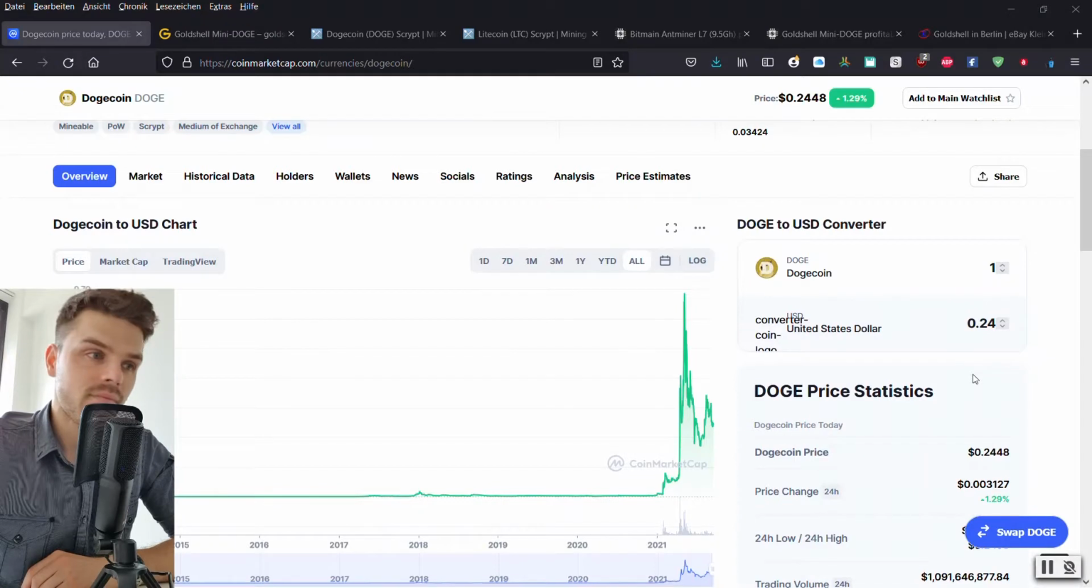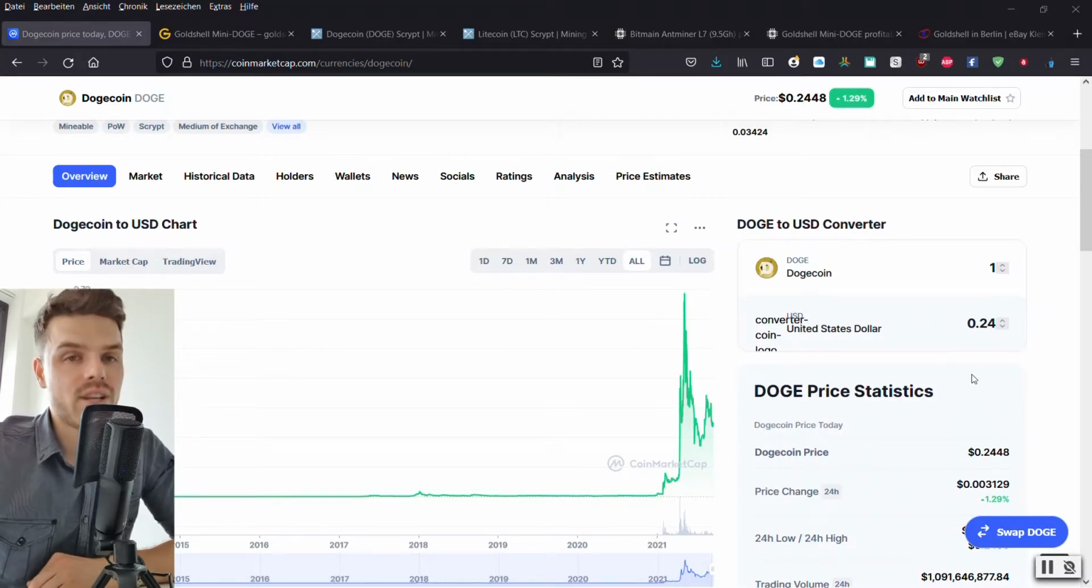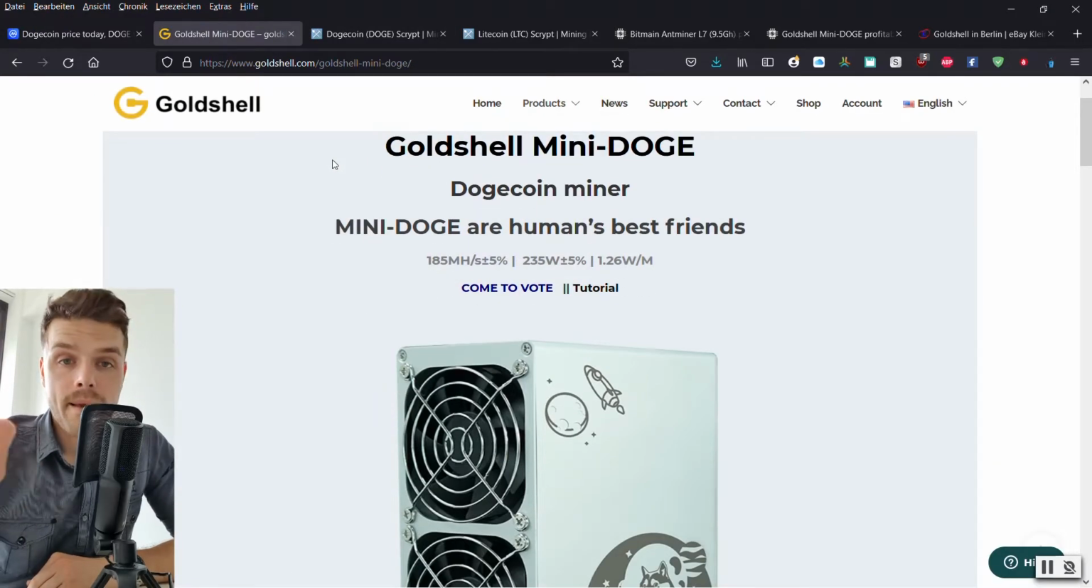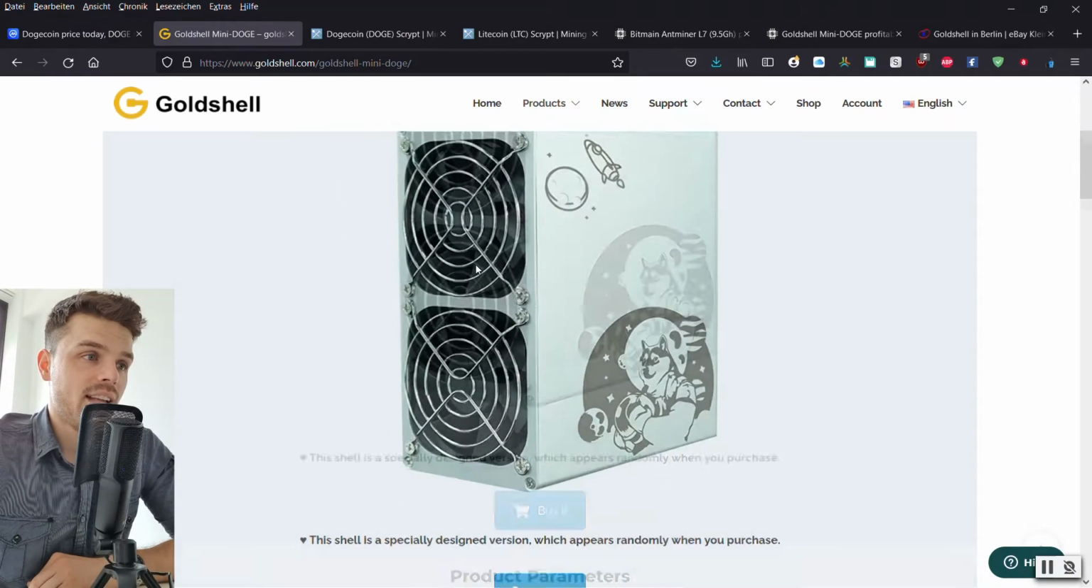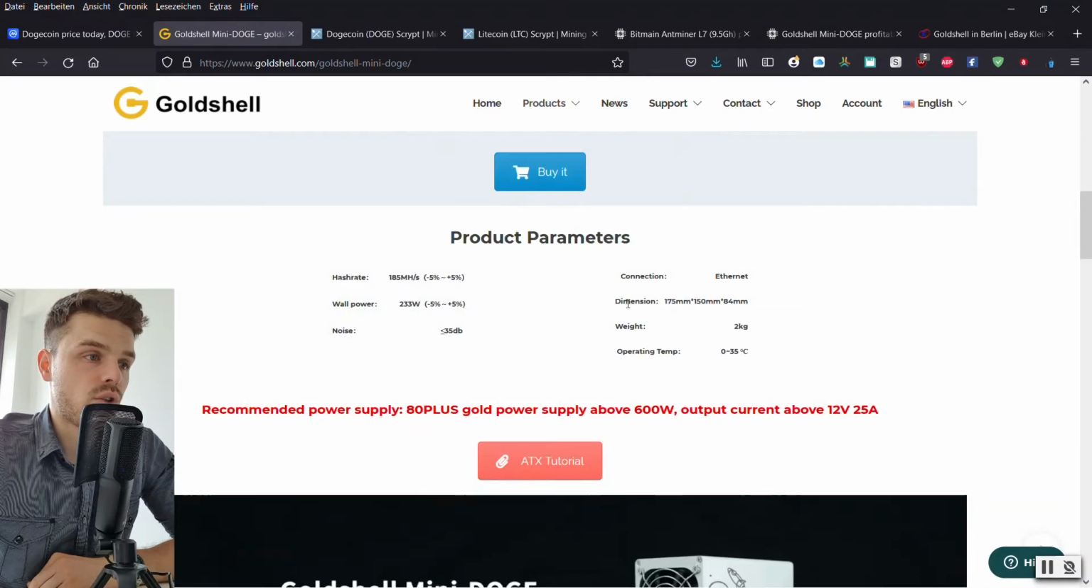However, mainly due to Elon Musk, Doge has been going crazy. And not only Doge, but also the interest in mining Doge. And now the question is, should you get into mining Doge in the year 2021? Especially with the fact that the Goldshell Mini Doge has been released with 185 megahash per second. And as you can see, even this laser engraved Doge logo.